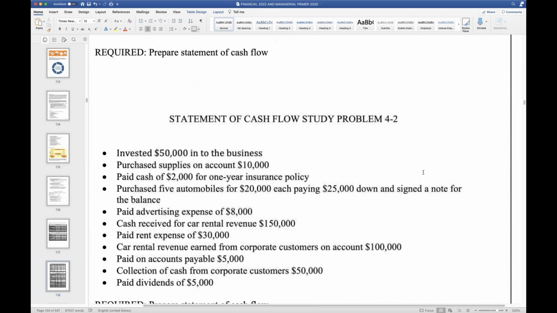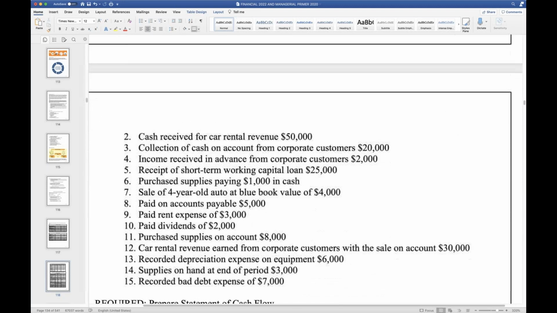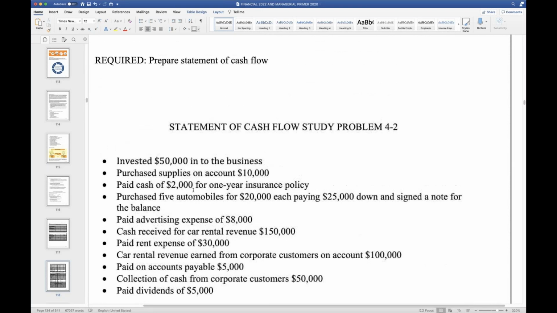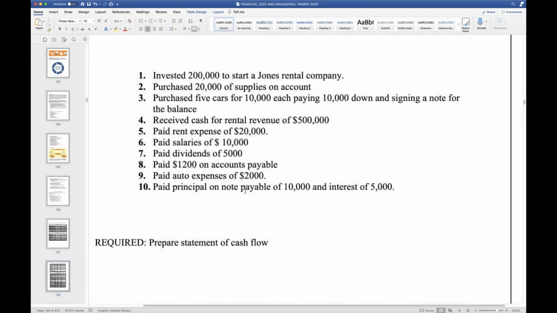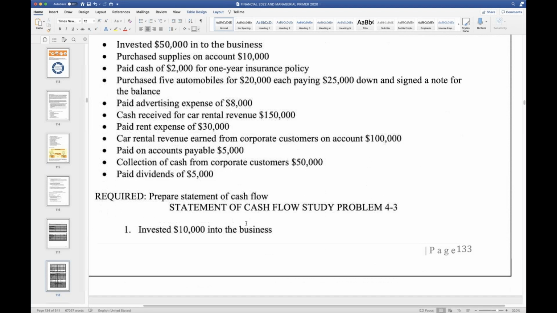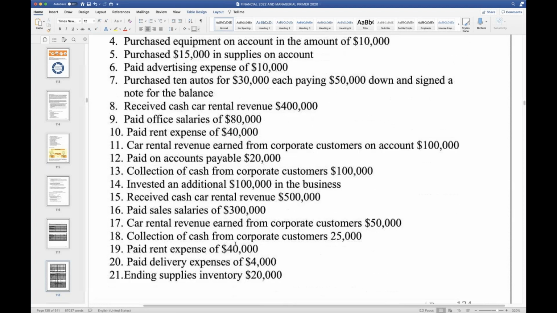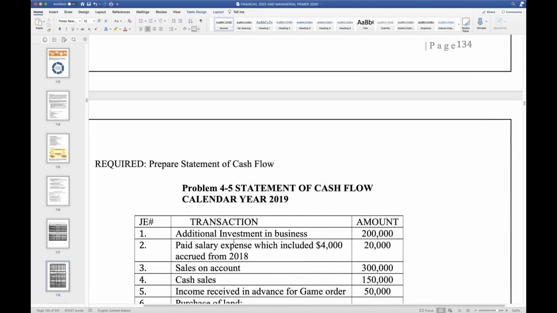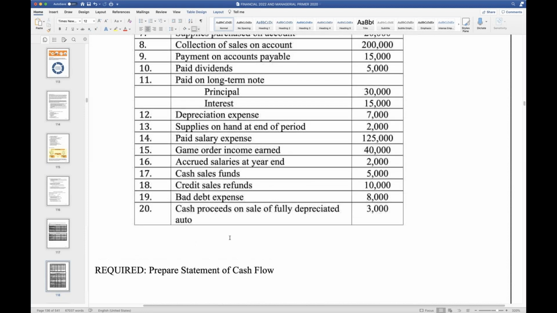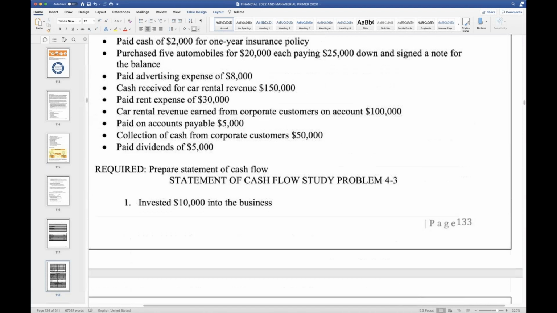And for homework, team 2, this is your problem. 4-2. Team 3, this is your problem. Team 4, this is your problem. And team 1, this is your problem. Got it?